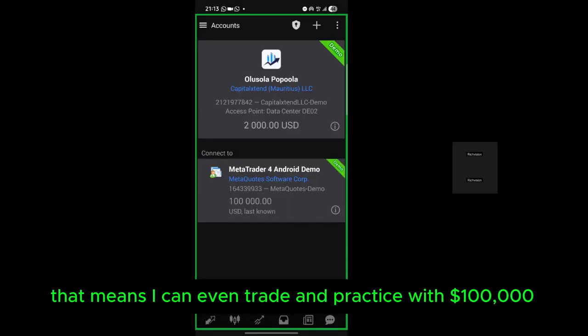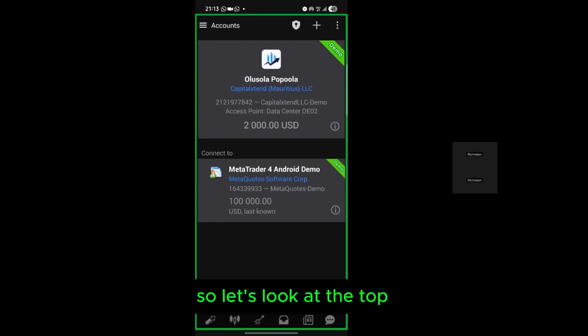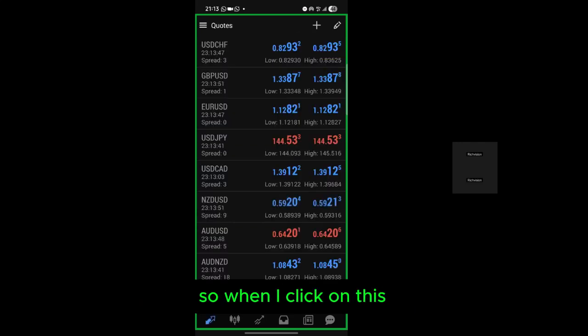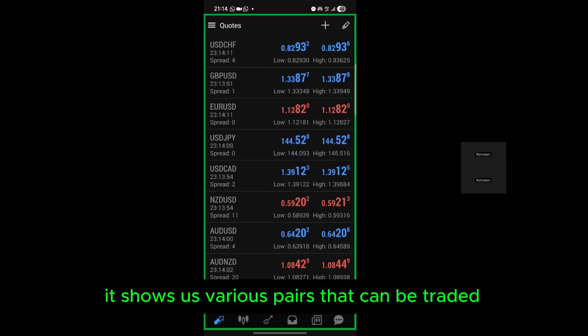That means I can even trade and practice with $100,000. So let's look at the top. Just go now to the bottom, the first icon to your bottom left, the two arrows, one going up and one facing down. So when I click on this, please pay attention in this area now. Here is what we call the quote list. It shows us various pairs that can be traded.